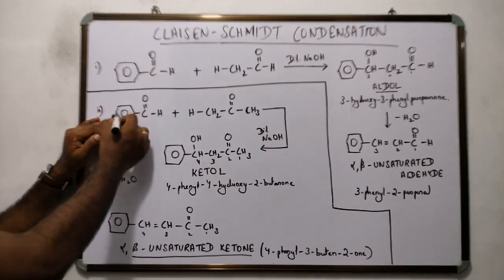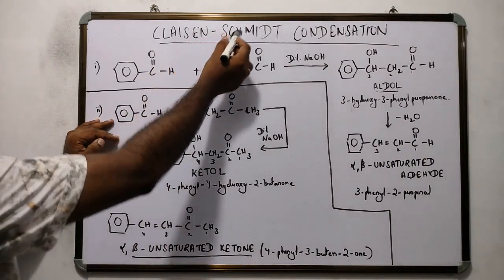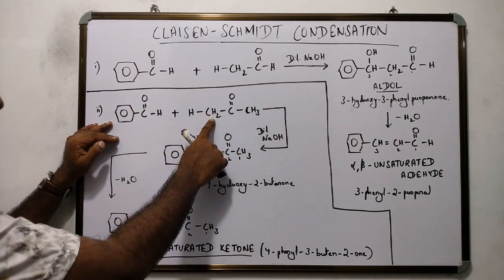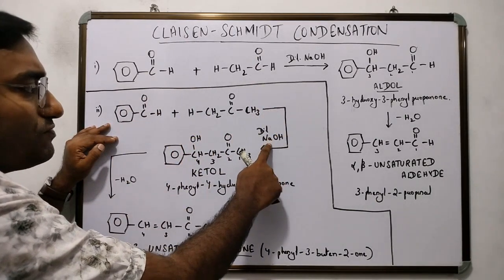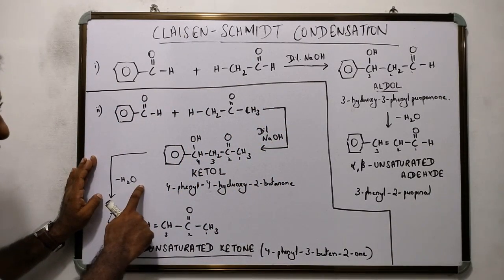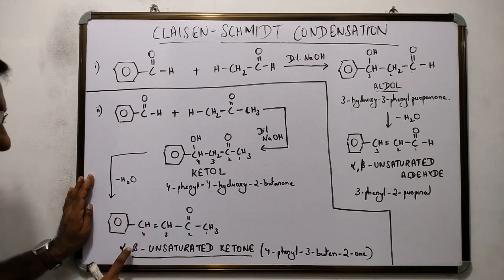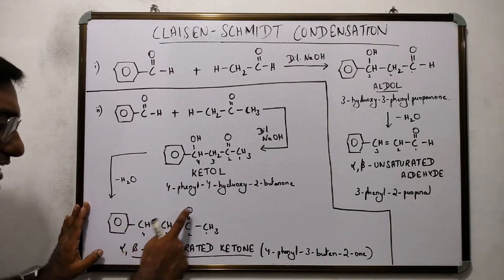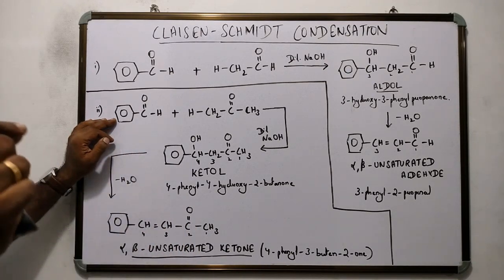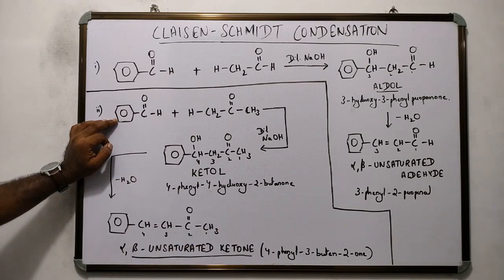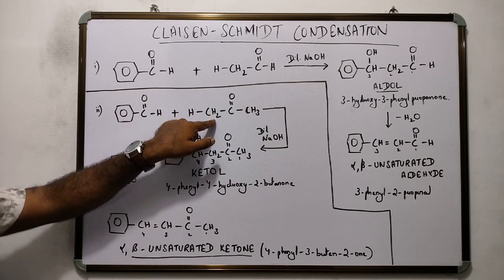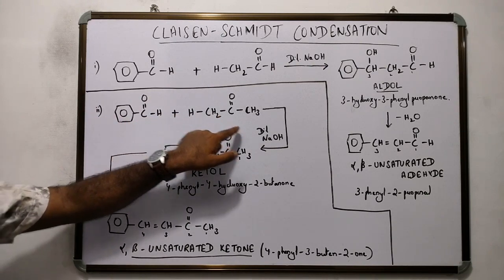This reaction, Claisen-Schmidt condensation, is a reaction between aromatic aldehyde and methyl ketone in the presence of a base to form a ketone. The formed ketone loses water subsequently to form alpha beta unsaturated ketone. In this reaction I have used the simplest of all aromatic aldehyde that has no alpha hydrogen atom, benzaldehyde. I have used the simplest of methyl ketone, acetone.